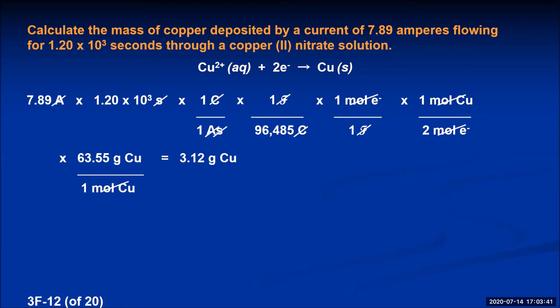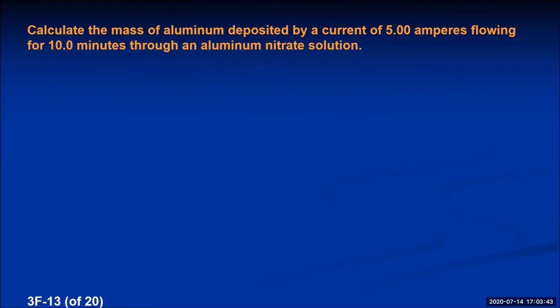Let's try again. Calculate the mass of aluminum deposited by a current of 5.00 amperes flowing for 10.0 minutes through an aluminum nitrate solution. So we need to know the cathode or anode reaction that's taking place that's going to allow us to calculate how much aluminum is deposited. So where does the aluminum come from? It comes from the aluminum nitrate solution, which dissociates into aluminum positive 3 ions and nitrate ions. So the reaction is the aluminum positive 3 ions turning into elemental aluminum.